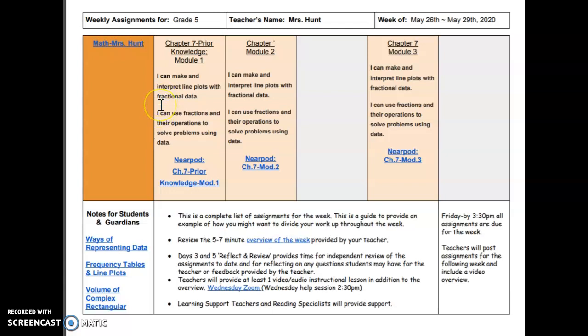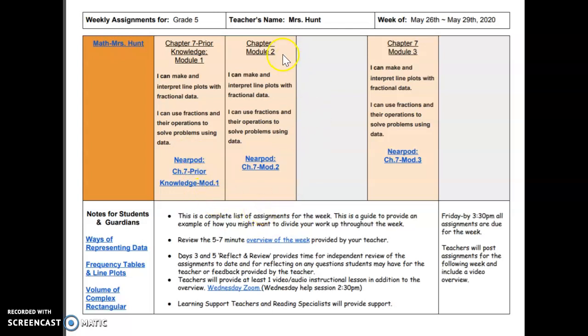So you will be adding, subtracting, and possibly multiplying fractions and mixed numbers in this chapter. So in Module 1, we're going to review that, okay? You're going to click down here, and that will take you right to your Nearpod for Module 1.